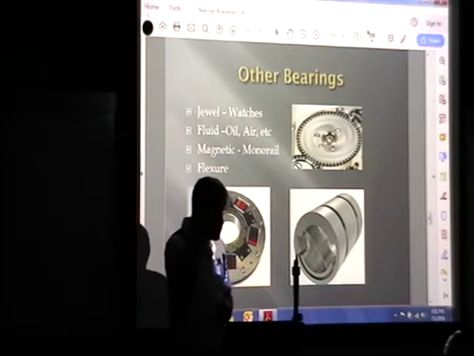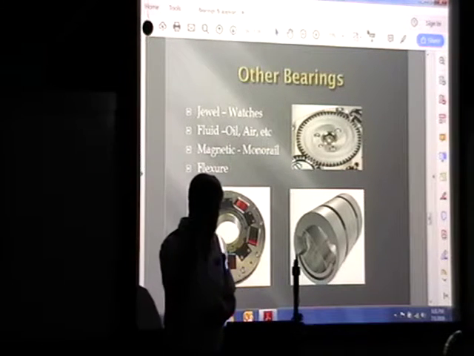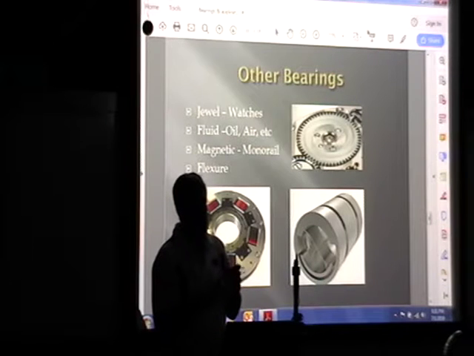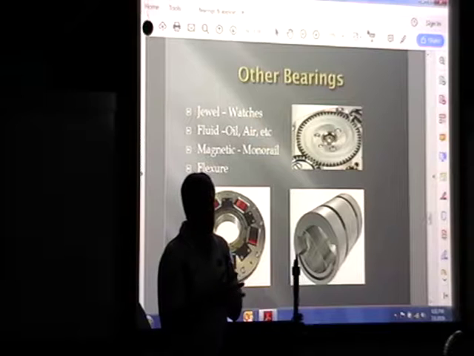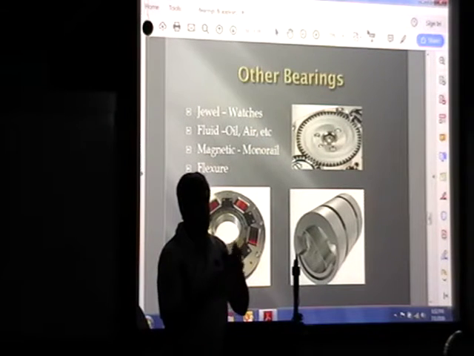So some of the other bearings out there, jewel bearings are in watches. You've got a really tiny bearing load, but you need a real friction-free actuation. You can use a jewel. That's basically a hard surface rotating on a hard surface.